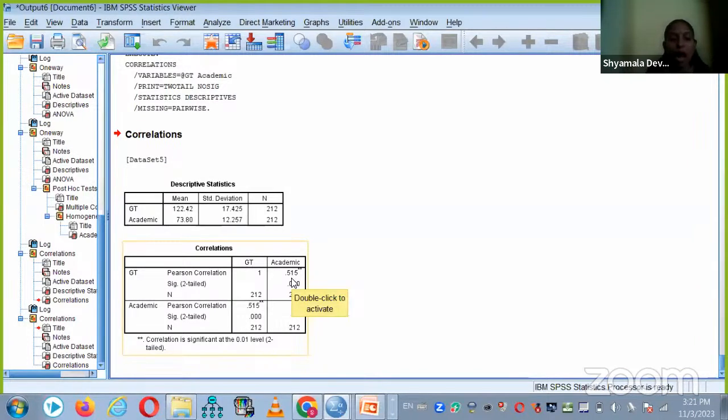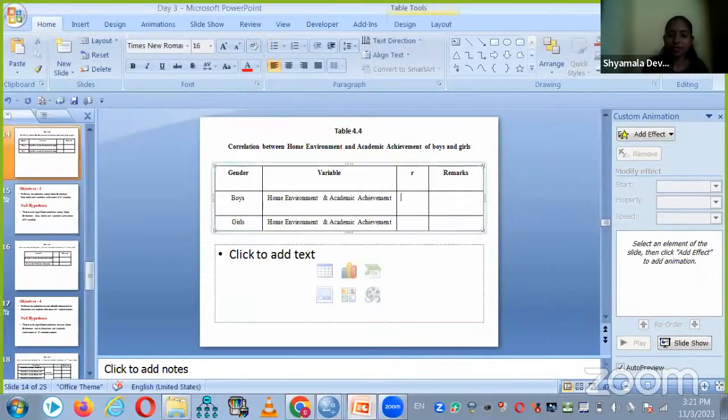The value is 0.515. What is the R value here? 0.51. So for boys, the R value is 0.51, so it is a positive moderate correlation. Let it be in simple form.